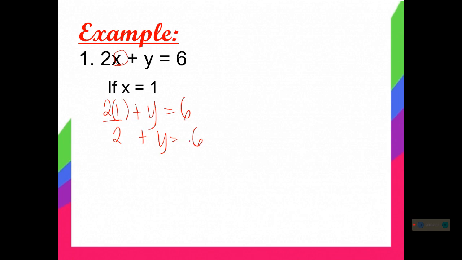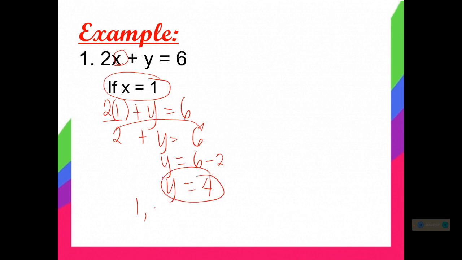Then you will have to use the addition property of equality. So you will have y equals 6, by applying APE, minus 2. So we will have here y equals 4. And if we are going to make our ordered pair here, since I have here the condition that x is equal to 1, so we have here 1, our x is 1, and our answer in y is 4. So, our ordered pair here will be (1, 4).